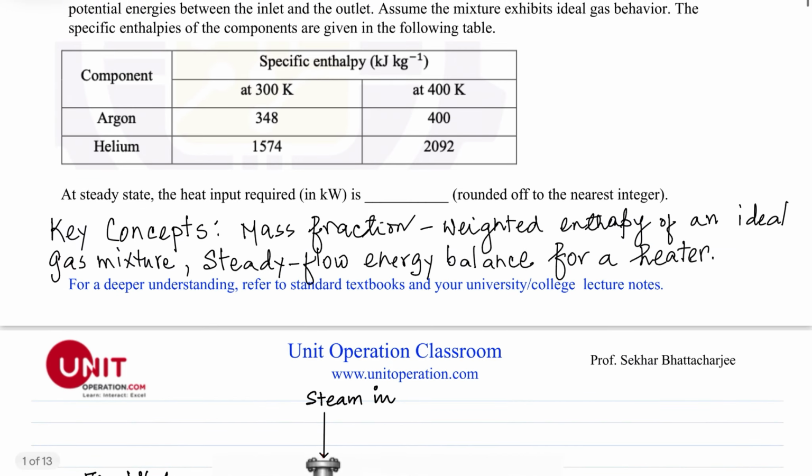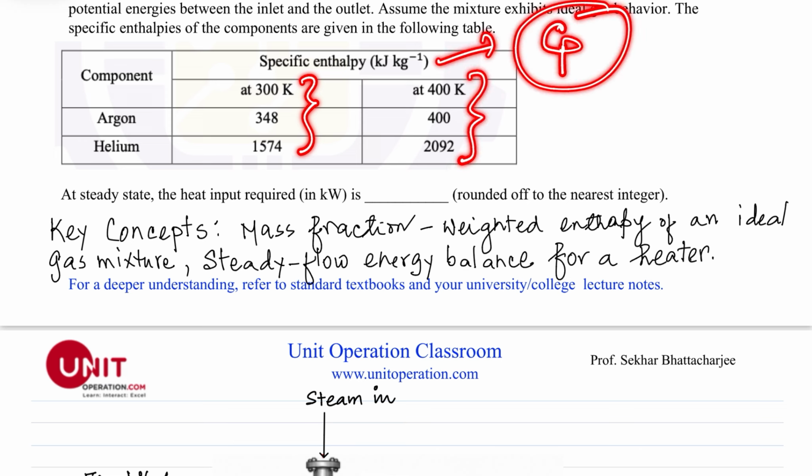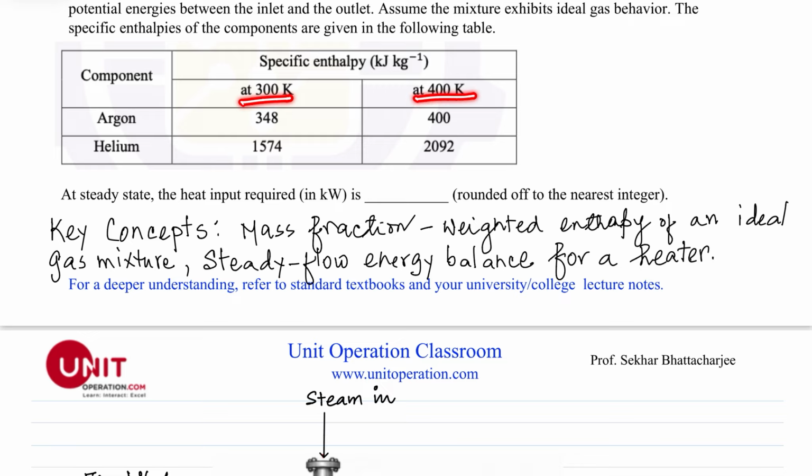It tells you that the mixture exhibits ideal gas behavior, that helps. The specific enthalpies of the components, that means argon and helium, are given in terms of mass. So it's kilojoule per kilogram, not mole, not kilomole, just kilogram. These values are directly given, and sometimes they're given in terms of Cp specific heat, but that is not given here. Here the specific enthalpy values in terms of mass are given at these two different temperatures. So we have to find the value of Q dot.